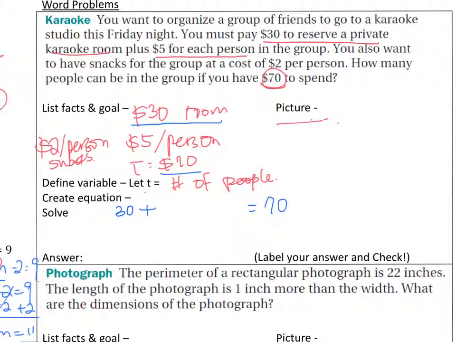And for every person, you need to pay $5, 5T. And every person will also be charged $2 for snacks. So now that I have an equation, I can solve for T. First, I need to combine like terms. 30 plus 7T, and that equals 70.